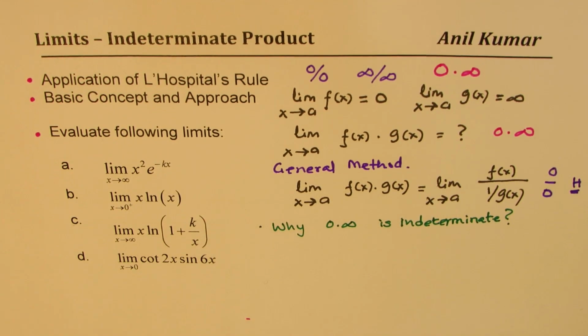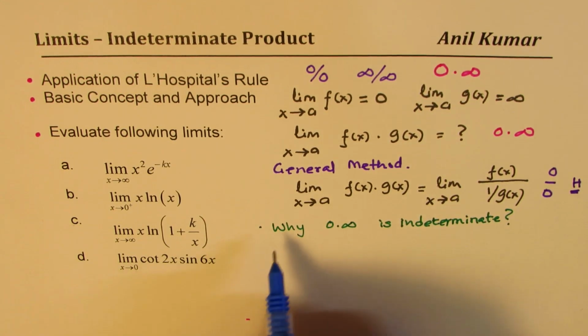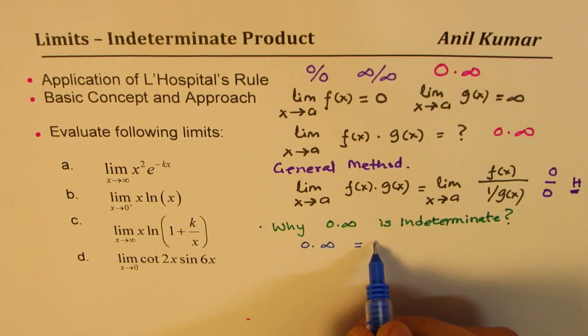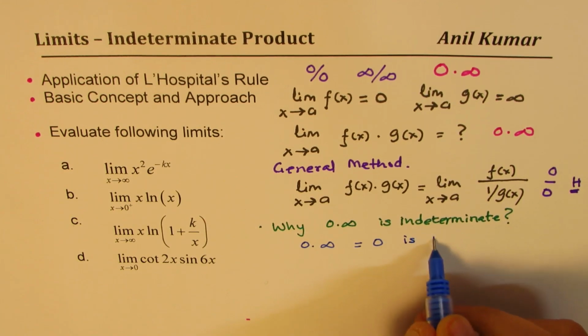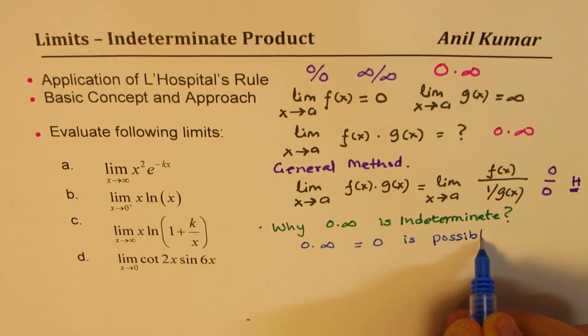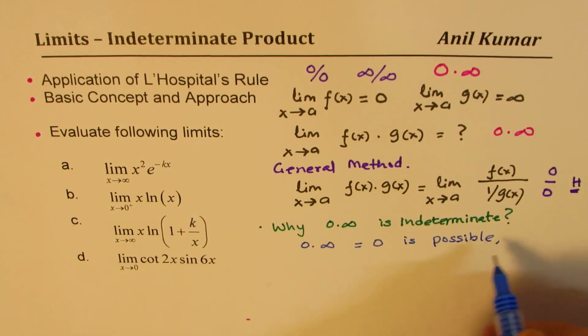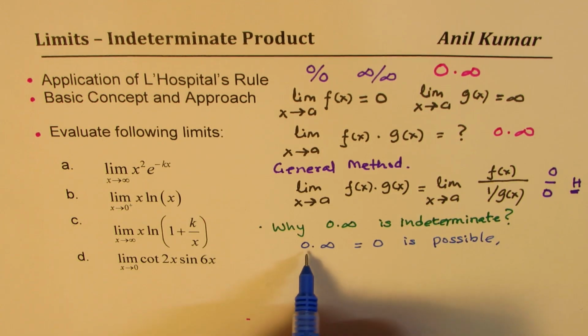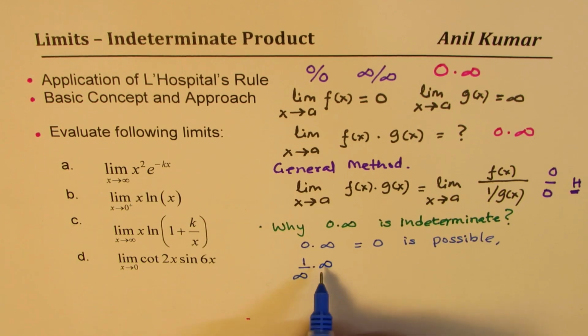It's very interesting why 0 times infinity is basically undefined. Well, you could reason that 0 times infinity could be equal to 0. So that is possible. So let's say it is true. In that case, I could always write 0 as 1 over an infinitely large quantity. So what we get here is that 1 over an infinitely large quantity times an infinitely large quantity is 0.